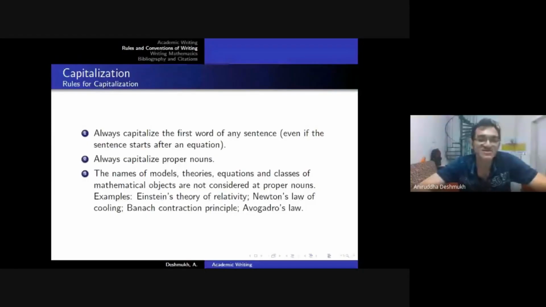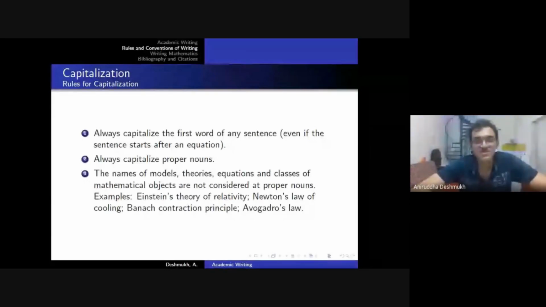Then the second thing which all of us have learned is that we need to capitalize proper nouns. If there is a name of a scientist, some mathematician, then you need to capitalize the name of that particular person. And the third thing, which maybe many people don't know, or even if they know, they make a common mistake, is that they also capitalize the names of theories, equations, and other mathematical objects.